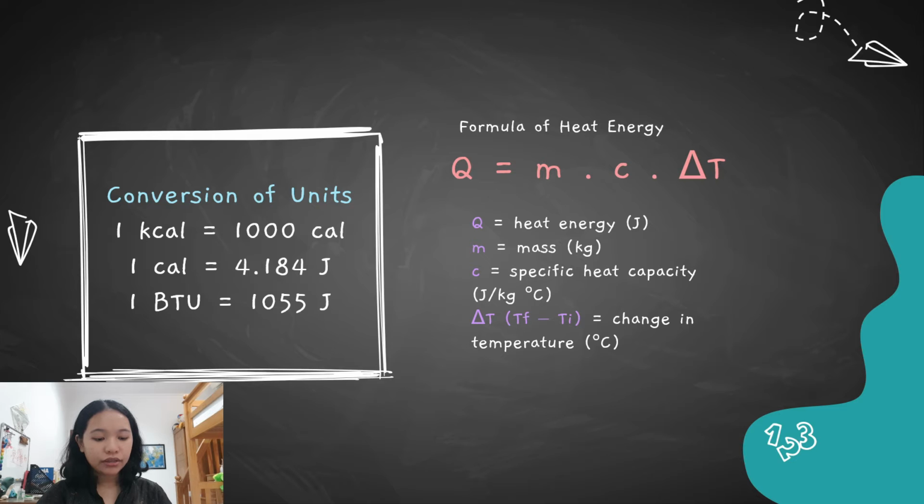Okay, so as I've already written here, this is the formula of heat energy. The formula of heat energy equals mc delta T. M is mass, C is specific heat capacity, and delta T is change in temperature. So we all know what mass, heat energy, and change in temperature are. What we haven't discussed yet is specific heat capacity. So what is it?